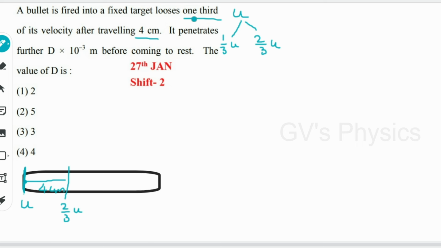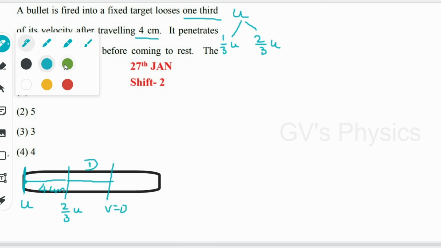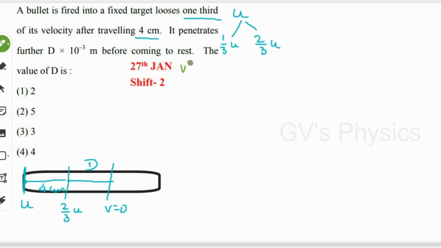So the question is, it penetrates further d into 10 power minus 3 meter before coming to rest. The value of d is? So it penetrates further and covers a distance d and finally it came to rest. Rest means the final velocity goes to 0. We have to find this distance. So we can take the third equation of motion because we don't have time. The third equation of motion is v square minus u square is equal to 2as.